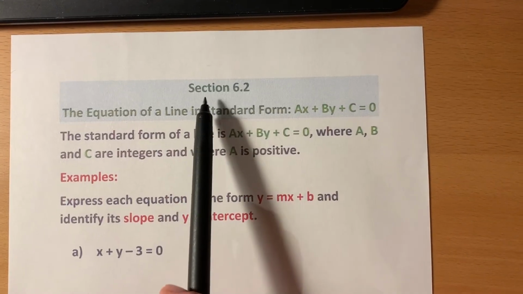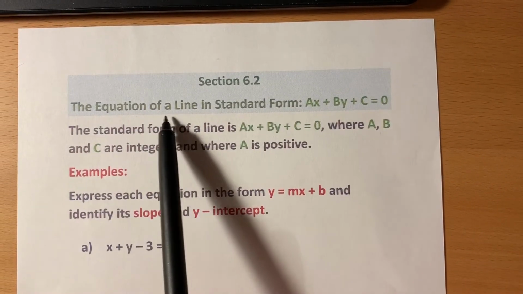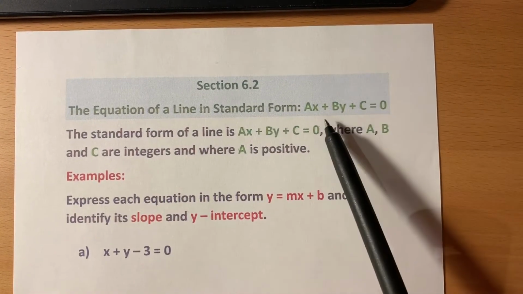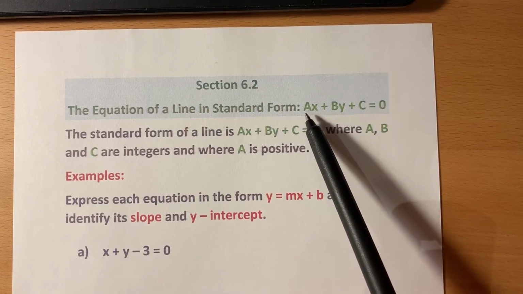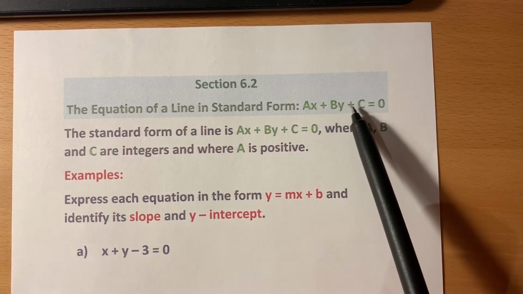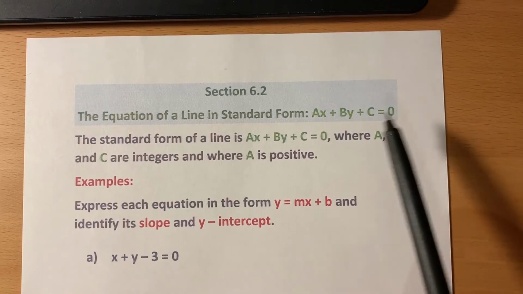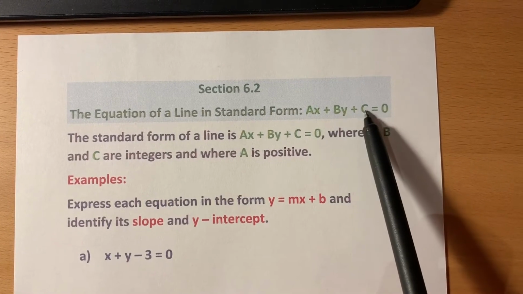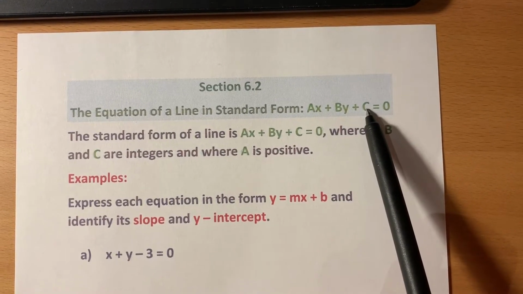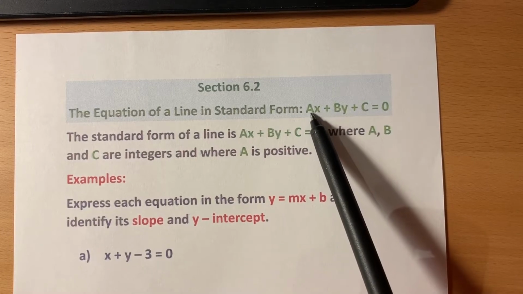Okay, so let's have a look at section 6.2, which is the equation of a line in standard form. An equation of a line in standard form is written ax plus by plus c equals 0. Now, the a, b, and c, they're integers, okay? They're just numbers, and the a value is positive.